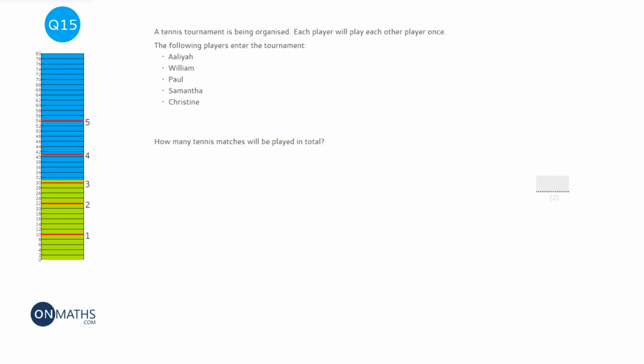So this question says there's a tennis tournament being played where each player plays each other once. And there's multiple ways of doing this. One of the ways is listing out all the different combinations. But this question only asks for how many tennis matches are being played. So you don't need to list them out, and sometimes you will need to list them out. This one you don't. So let's start off with Elia.